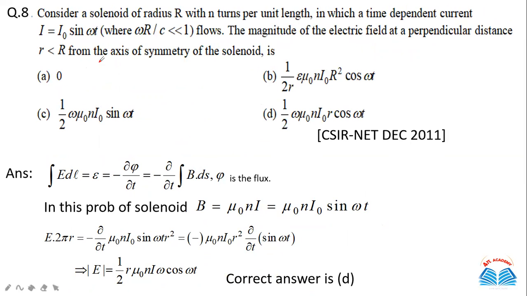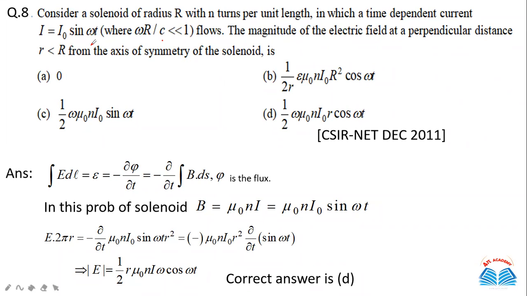Next question. Consider a solenoid of radius R with n turns per unit length in which a time dependent current I equals I naught sin omega t, where omega R over c is less than 1, flows. The magnitude of the electric field at perpendicular distance r less than R from the axis of symmetry of the solenoid is a different type of question.